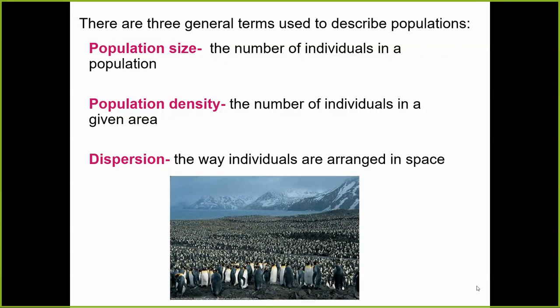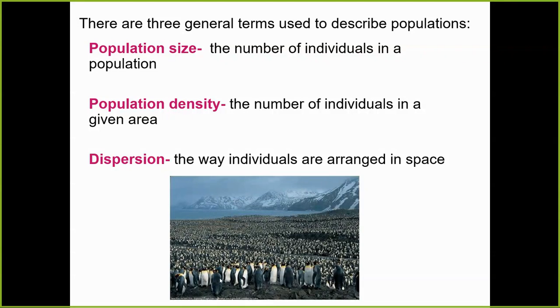Okay. All right, so there are three general terms that we use to describe population. In front of you, you have a picture of a population of emperor penguins in Antarctica. Literally, as far as the eye can see, that's all penguins. When we talk about population size, we are talking about the actual number of individuals in this population. Now, I couldn't possibly count every single one of these penguins because that would take me forever. I'm sure somebody could, but let's just say that this population of penguins is 1,000,000 penguins.